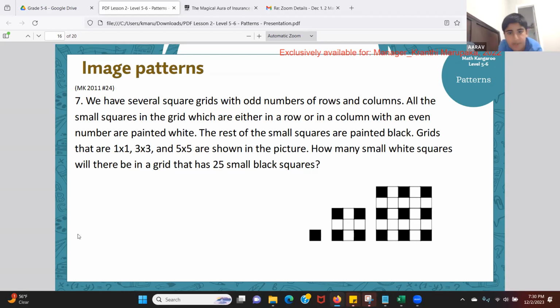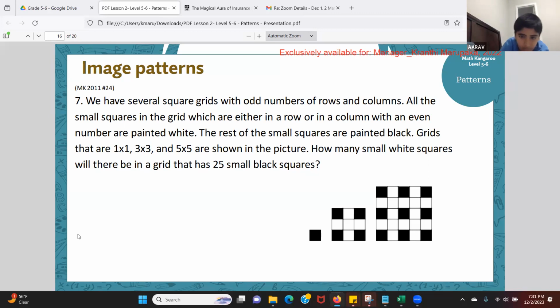We have several square grids with odd numbers of rows and columns. All of the small squares in the grid, which are either in a row or in a column with an even number, are painted white. The rest of the small squares are painted black. Grids that are 1x3, 3x3, and 5x5 are shown in the picture. How many small white squares will there be in the grid that has 25 small black squares?